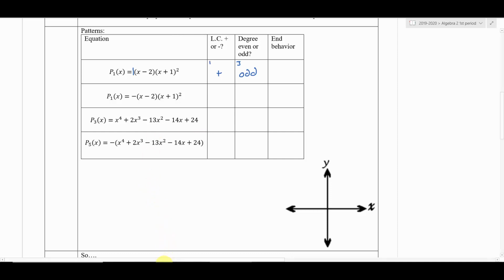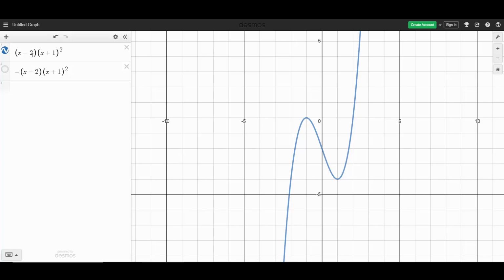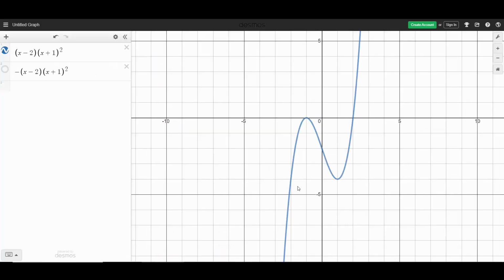All right, this is our polynomial, x minus 2 times x plus 1 squared. Yep, x minus 2, x plus 1 squared. You can see it graphed right here, so we can see the shape of this, and I'm going to get a quick sketch of this in my notes. You want to mimic this shape. It doesn't have to be super accurate or anything.